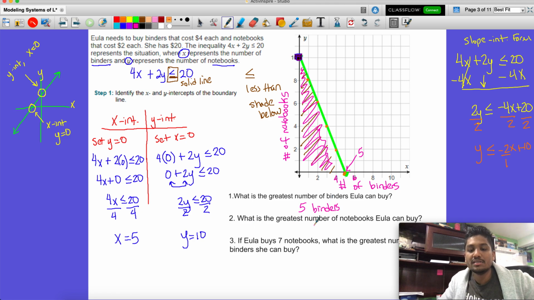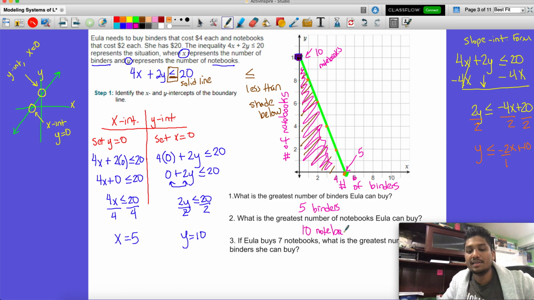And what is the greatest number of notebooks? That's the y-axis here. Okay, we're going to go up to the highest point. Okay, see how it doesn't go past here? This was 10 notebooks. So this would be 10 notebooks.